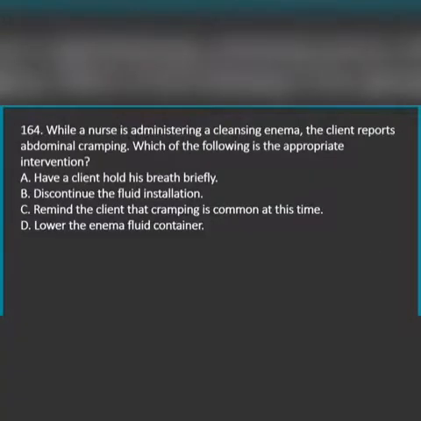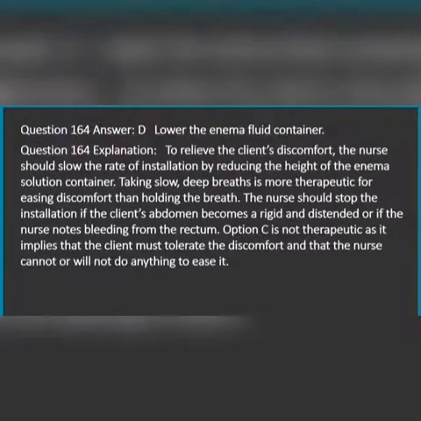Question 164. While a nurse is administering a cleansing enema, the client reports abdominal cramping. Which of the following is the appropriate intervention? A. Have the client hold his breath briefly. B. Discontinue the fluid instillation. C. Remind the client that cramping is common at this time. D. Lower the enema fluid container. Question 164. Answer: D. Lower the enema fluid container.